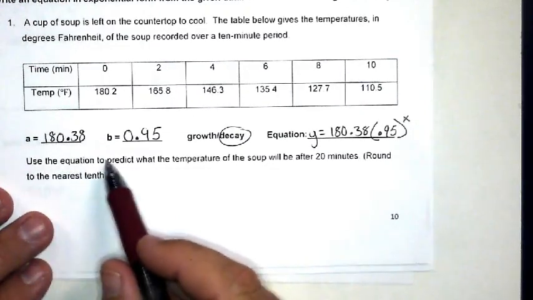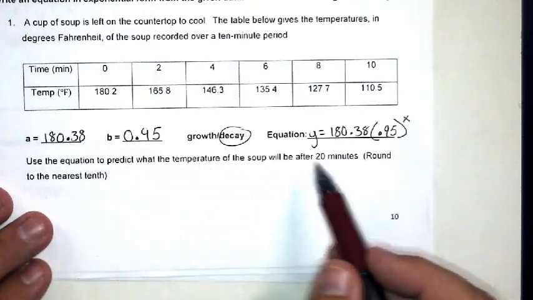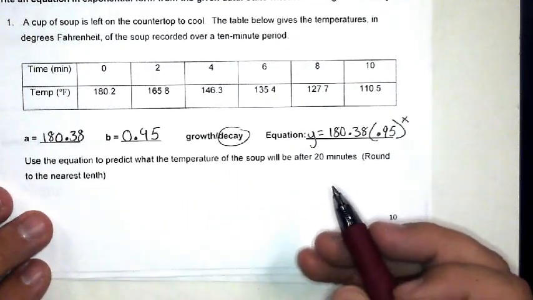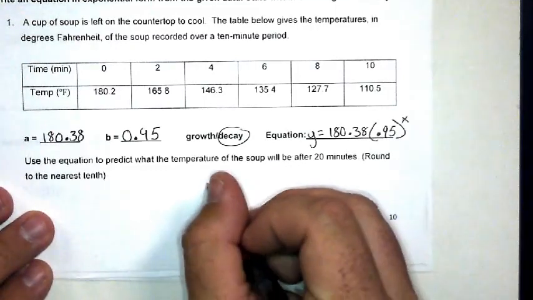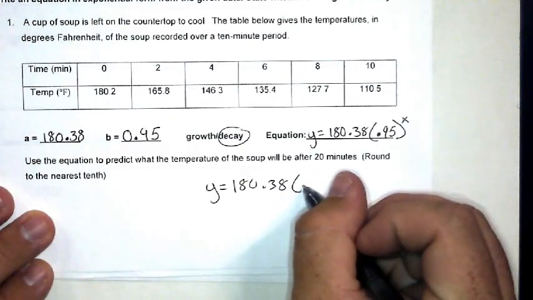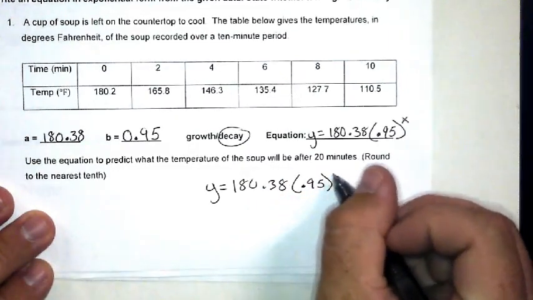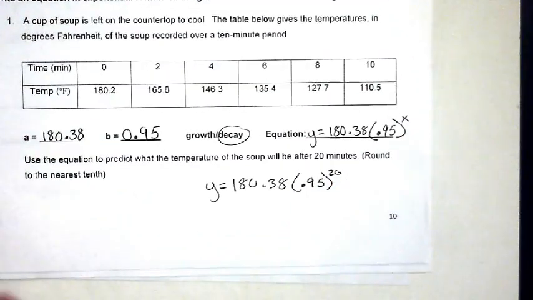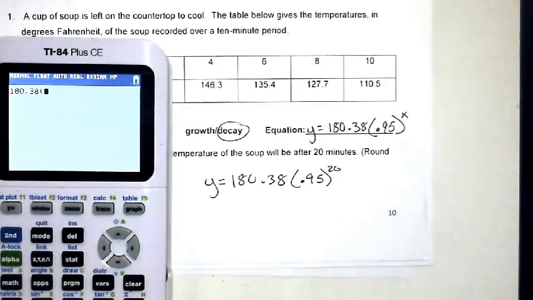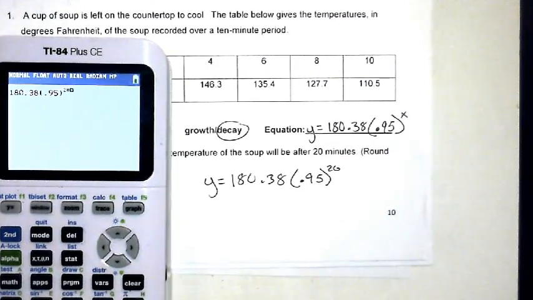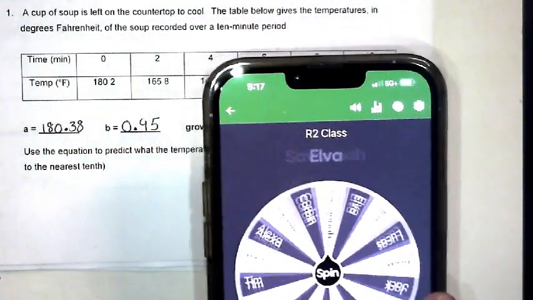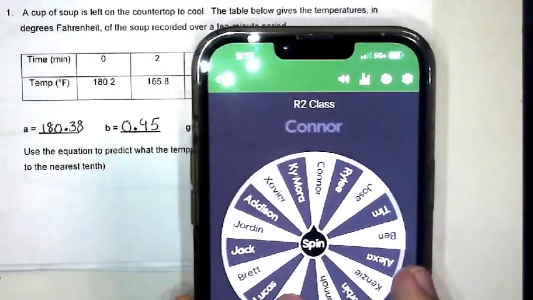Use the equation to predict what the temperature of the soup will be after 20 total minutes. So again, doing what we've been doing in Algebra 1 since Unit 1, substitute, simplify. So I have y equals 180.38 times 0.95 to the power of 20. So I go to my calculator and I literally type that in. Coach Kimball's not going to let you see the answer because this person is going to tell us what the answer actually is.